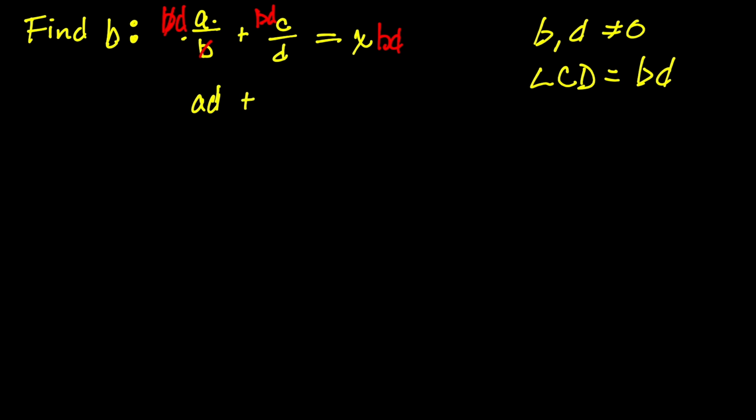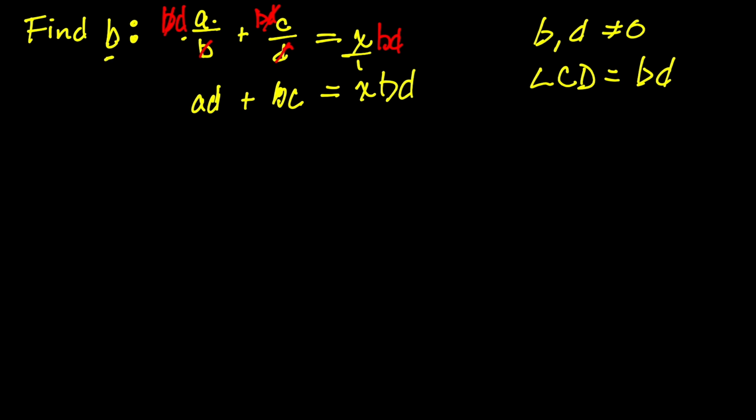Going to the next term, I see that my d's will now cancel, because d divided by d is 1, and 1 times anything is the anything. So we're going to have b times c. So let's go ahead and write that down, b times c. And over here, there's no canceling because the denominator was 1. So that's just xbd.